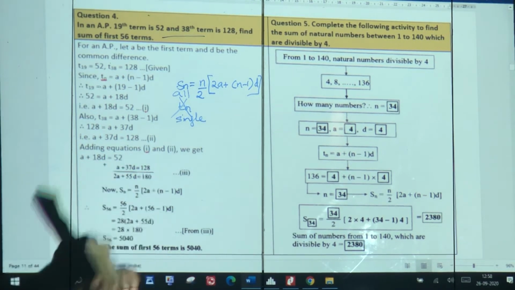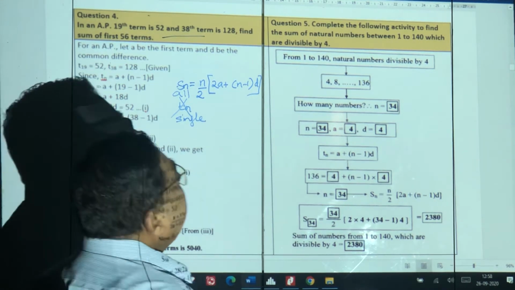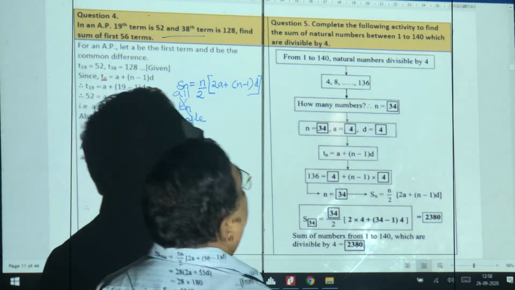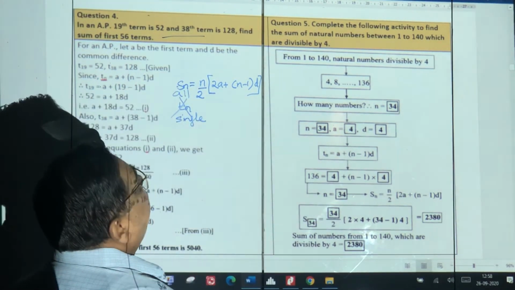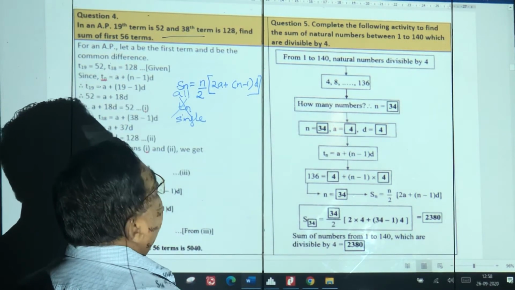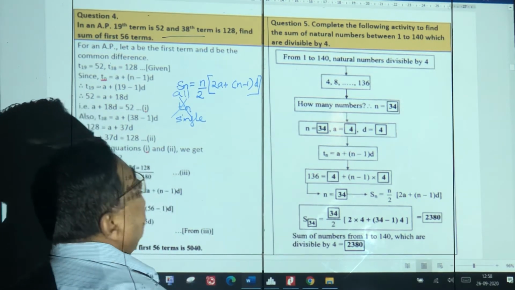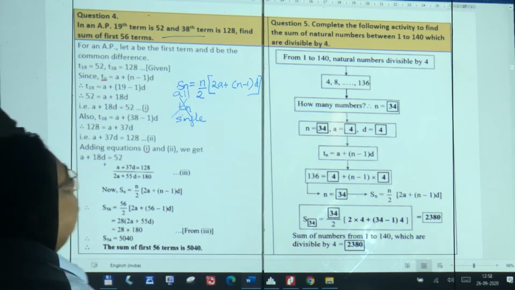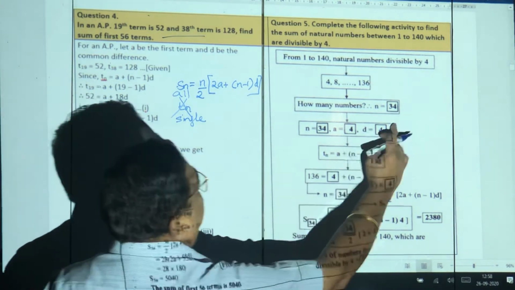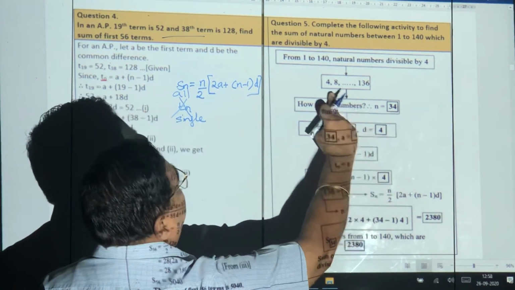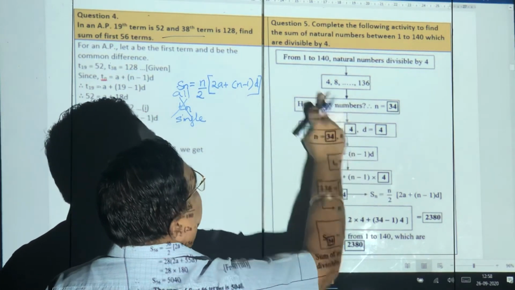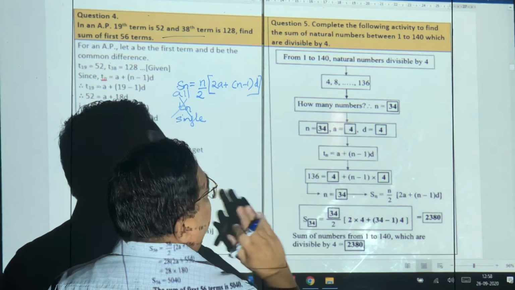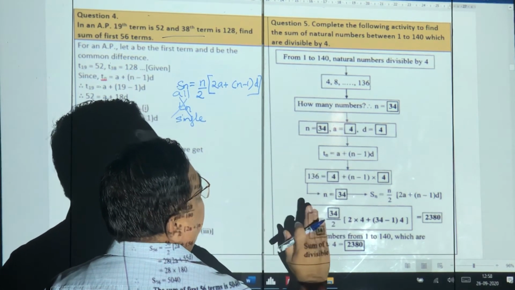Let us look at an activity. How many numbers are there which are divisible by 4? Complete the following activity. Sum of natural numbers between 1 to 140 which are divisible by 4. My friends, from here, they have given us the first number 4, the difference is 4, and I am supposed to find the sum.